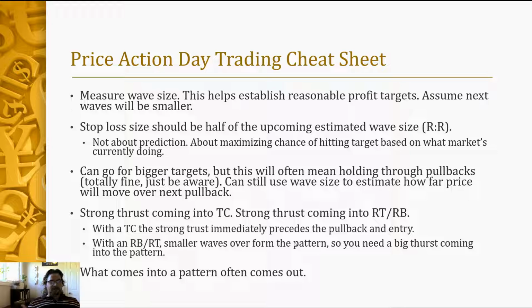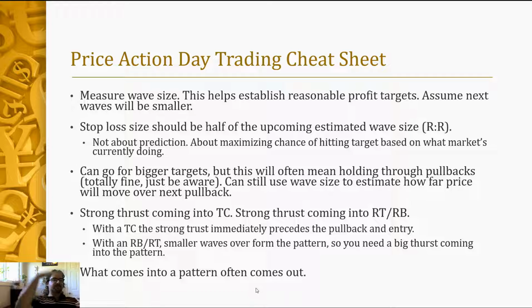Rounded tops and rounded bottoms can also be trend continuation patterns, in the sense that we have a big uptrend, then we might have a little rounded bottom, which is our pullback, and then we start moving in the uptrend again. But again, we have a nice trend coming in, rounded bottom, trend coming out. What comes into a pattern often comes out. So if you remember one thing from this video, I would say measure wave size, and what comes into a pattern often comes out. So if it's choppy coming in, and then you see a pattern that you've learned from me or someone else, choppiness will probably come out, at least for a while.